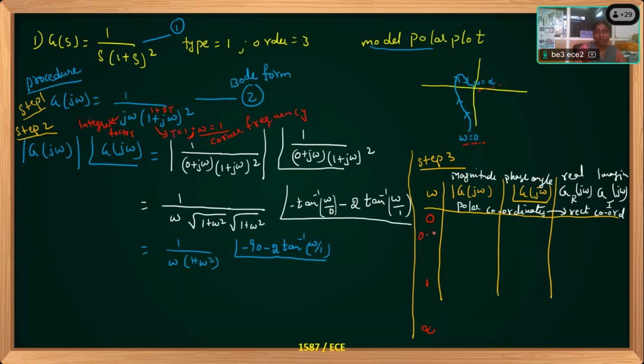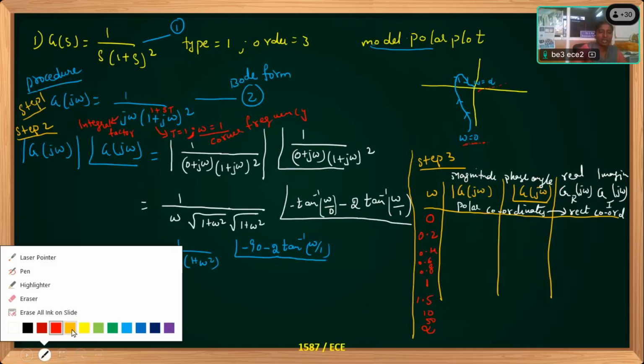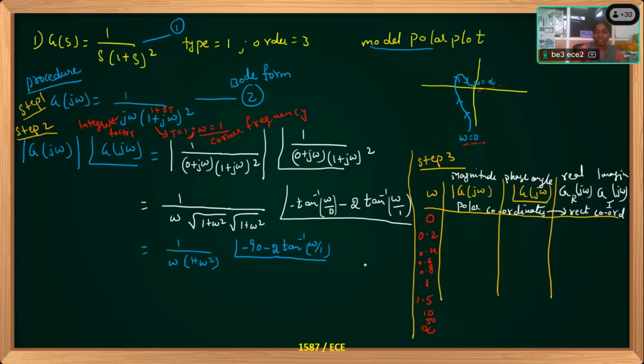I will take 0.2, 0.4, 0.6, 0.8, like that, and 1.0. After 1.0, if we want a few values, we will take 1.5, 10, then 50, something like that. At all these frequencies we have to calculate magnitude and phase angle, then convert them to rectangular coordinates. Then you have to make a marking.